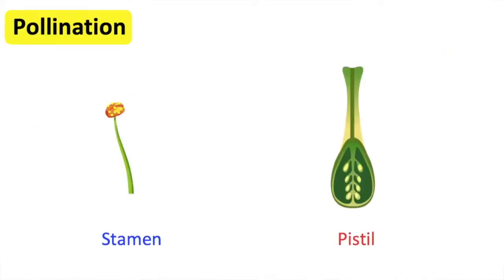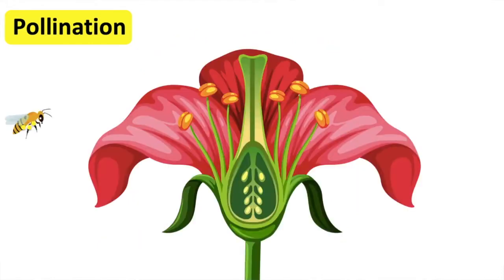First, pollination occurs. This is the process in which pollen from one plant is transferred onto the stigma of another plant. Pollination can occur in a few different ways.